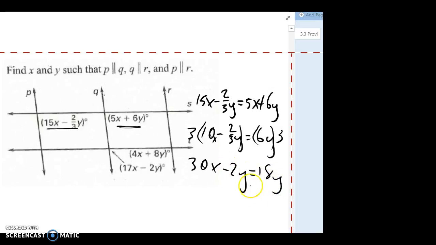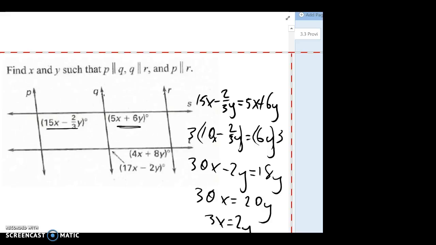Okay. So here I can add the 2y to both sides. We get 30x equals 20y. Now it's up to you what you want to do here. I can divide both sides by 10, and I get 3x equals 2y. I'm going to solve the system with substitution. So I'm going to solve for y in this case. It doesn't matter if you solve for x. So I'll have y equals 3 over 2x.